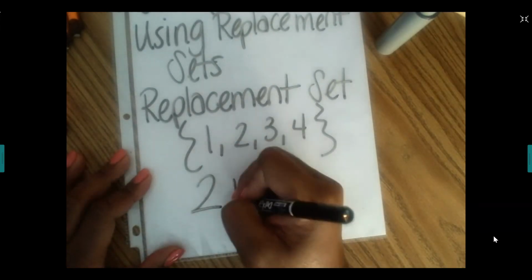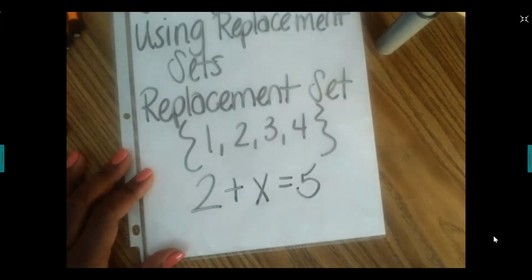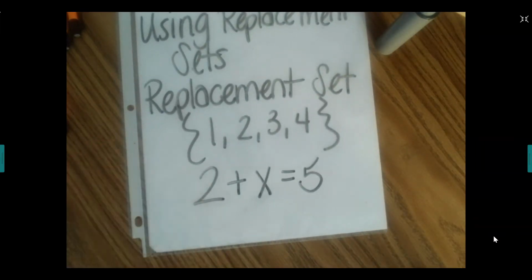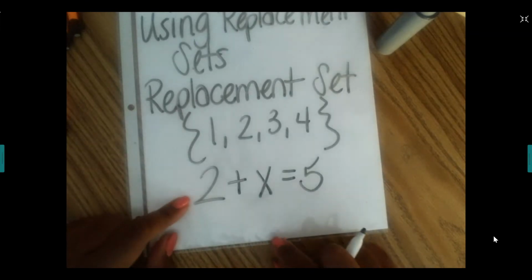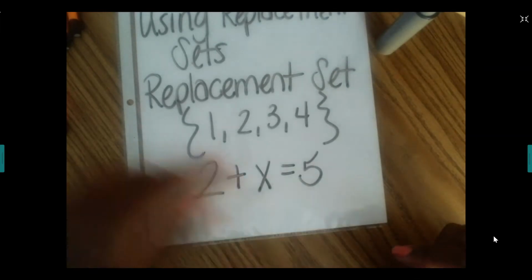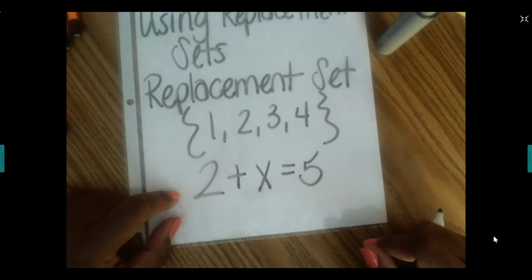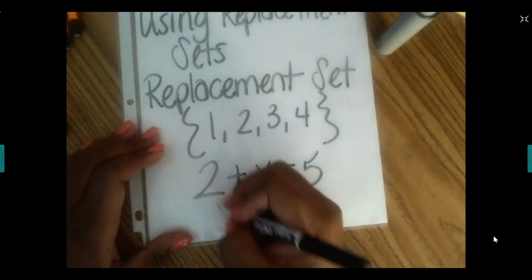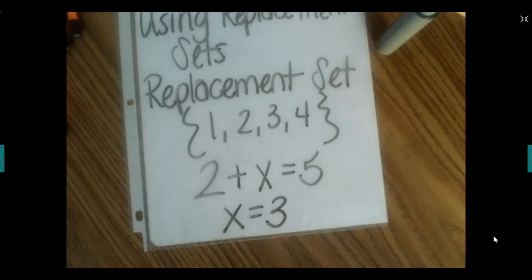Let's say I have 2 plus x equals 5. Your directions would say, which number in the replacement set would make this equation true? Which number in this replacement set would make this equation true? Paisley? 3. X is 3. It gets tougher.